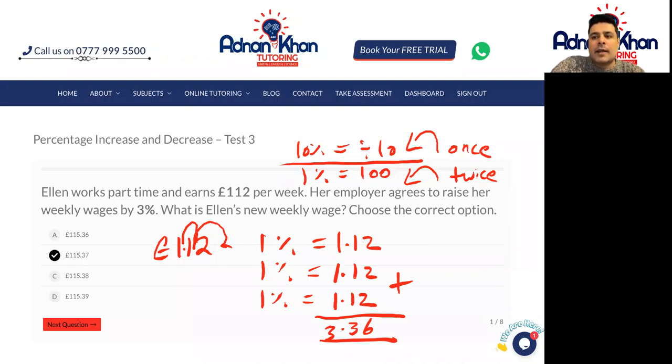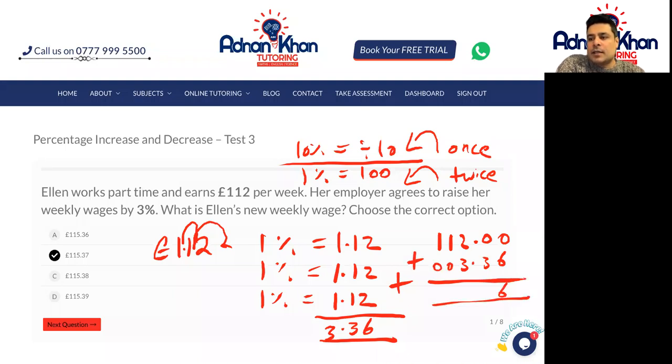So 3% of £112 gives us £3.36. But it says her employer agrees to raise her weekly wage by 3%. What is Ellen's new weekly wage? So now we've got to add £3.36 to £112. Let's turn this into decimals and add 3.36 onto £112. Any gaps, just put zeros.